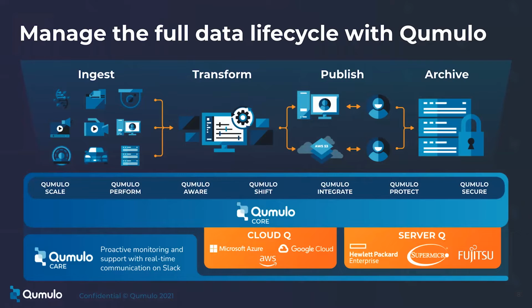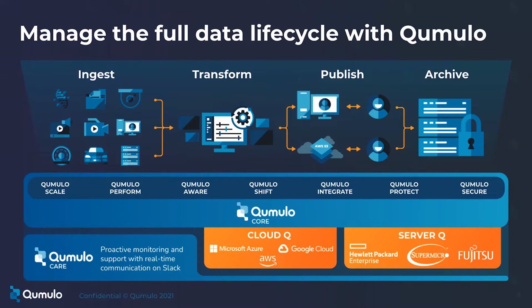Qumulo really, at its heart, is a data platform that is meant to serve the entire lifecycle of your data, from ingest, so the writing of data from a device, whether that's a 4K camera or a genomic sequencer, through transformation when you use large-scale compute or just a really powerful end user to take that raw data and turn it into something more valuable and powerful, to publishing and sharing that data out to end users or new applications or new locations, and finally archiving it for the long term. The whole purpose of the Qumulo file data platform is to serve all of that from one system.